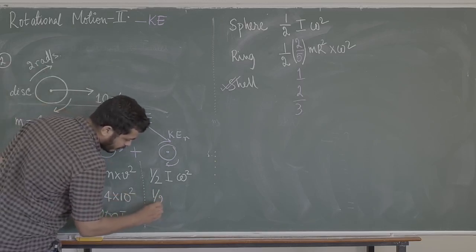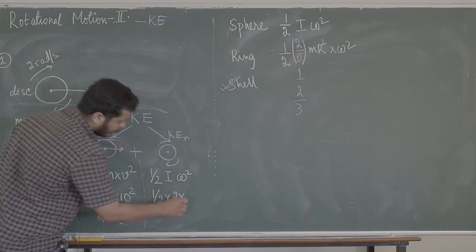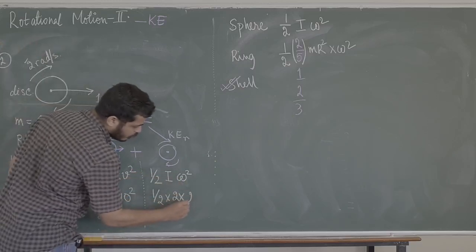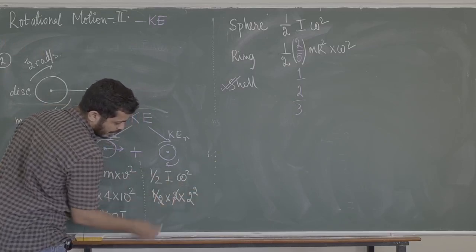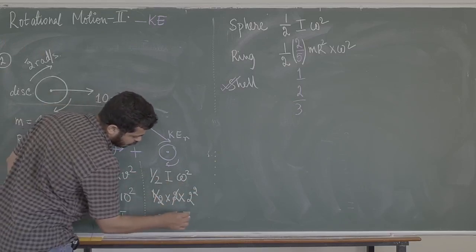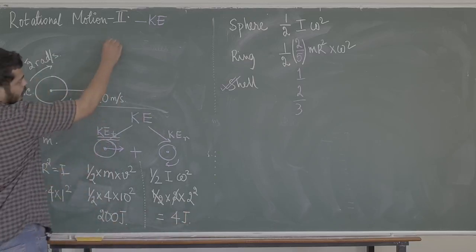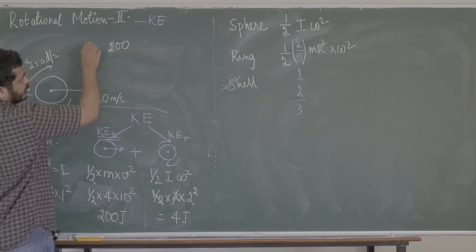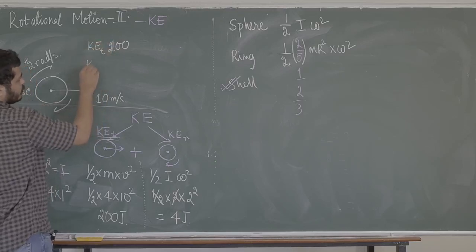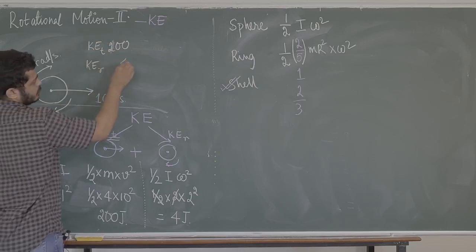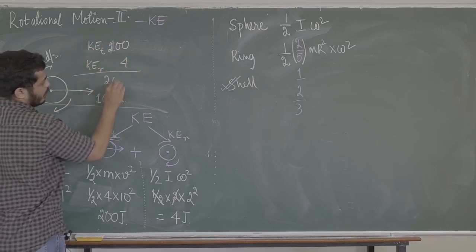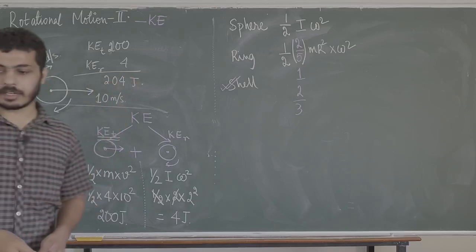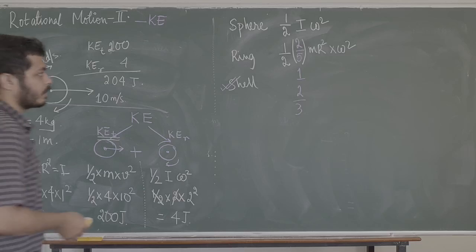So this is half multiplied by 2 multiplied by omega squared. Omega is 2, so you'll write 2 squared. The 2 and the 2 will cancel. It will just give you 4 joules. So 200 joules is the kinetic energy of translation, and only 4 joules is the kinetic energy of rotation, so not much, but the total kinetic energy is 204 joules. When something is moving as well as rotating, the kinetic energy is because of both of them.